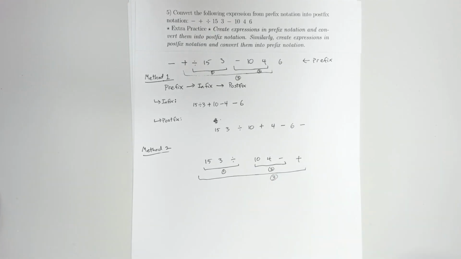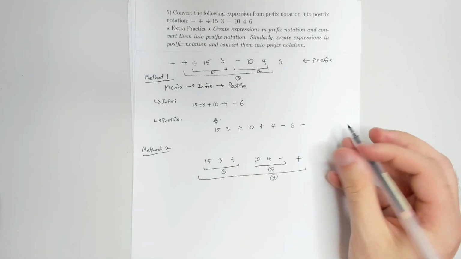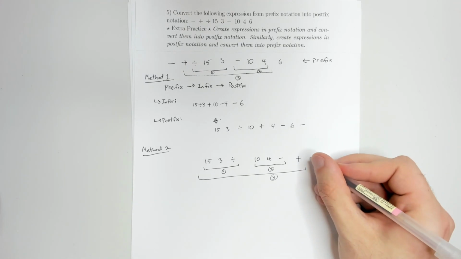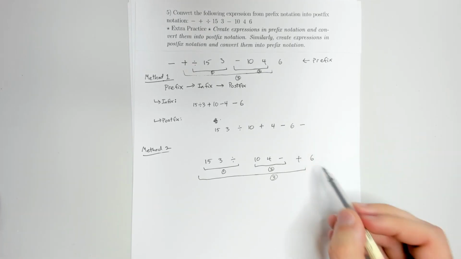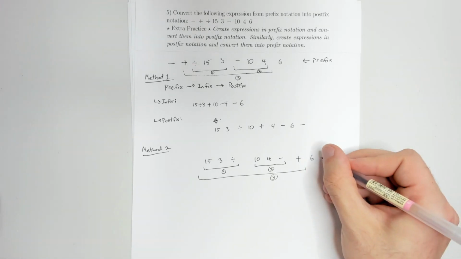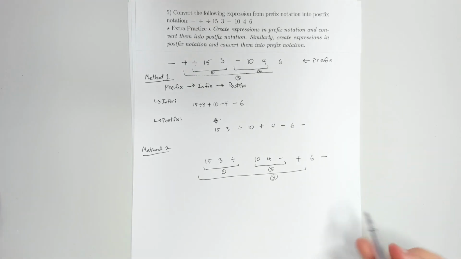And then the fourth piece is subtracting the 6 off, which all we have to do is write the 6 afterwards, because that's what we're subtracting off, and then write the subtraction operation after that, because instead of going in front, it has to go in behind.